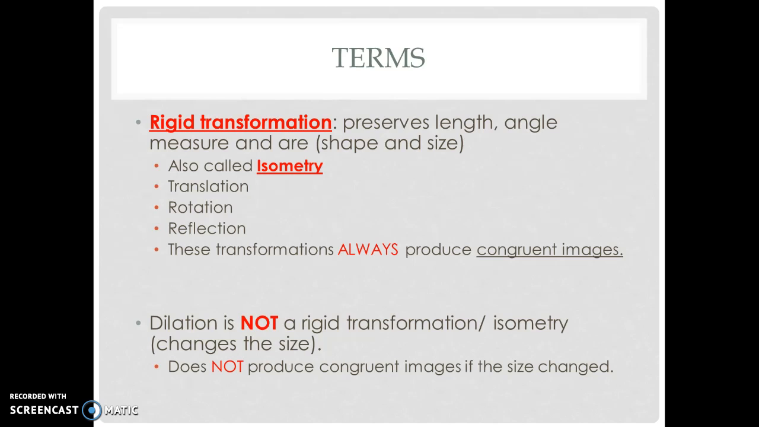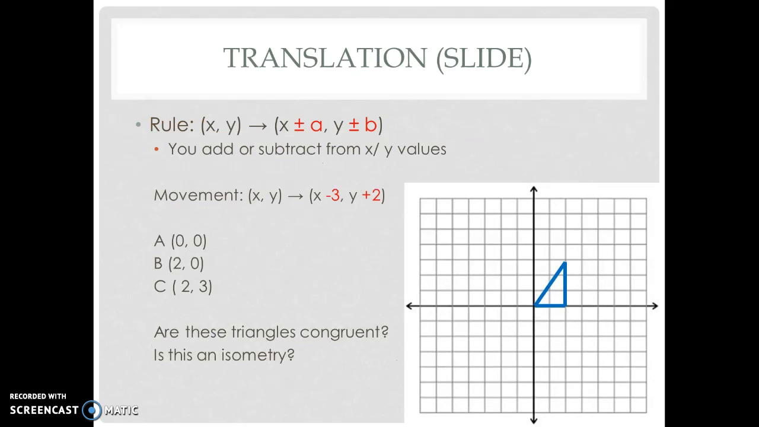Isometries, or rigid transformations, always produce congruent images, always, and translations, rotations, and reflections are always isometries. Dilation is not a rigid transformation or an isometry because it changes the size. So therefore, if it is taking a figure and making it larger, there's no way that it is preserving size and shape, so there's no way that that is producing a congruent image.